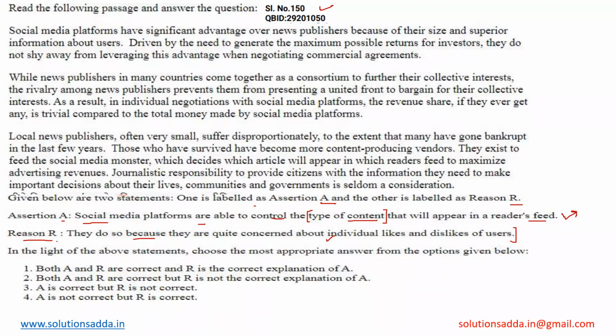We can say that the individual likes and dislikes of the user are only one of the parameters of the content which appears on the feed of the various users who are active users of the social media platform. So I think reason R is not the correct explanation of A, and is not very true. So A is correct but R is not correct. So we can say option number 3 will be right for this particular question. A is correct but R is neither true nor the correct explanation for assertion A. So the correct option for this question will be option number 3.